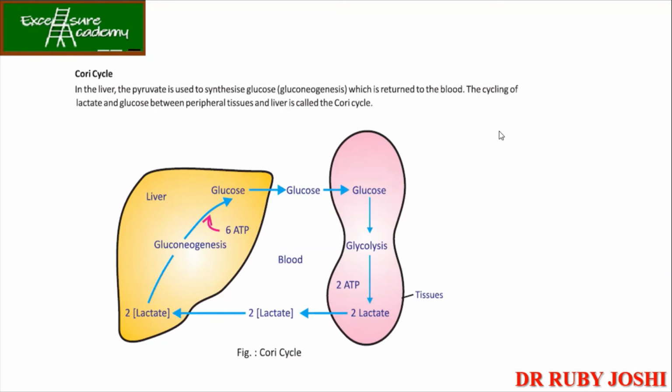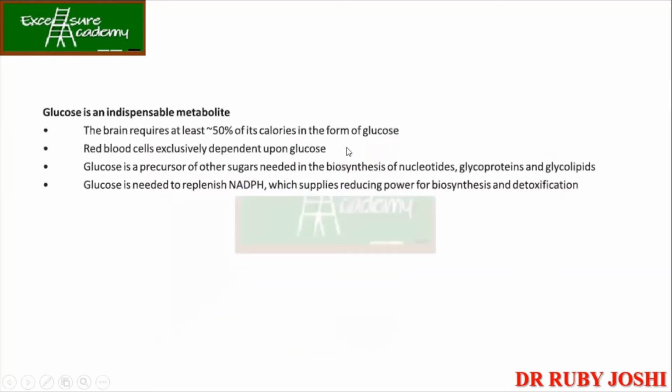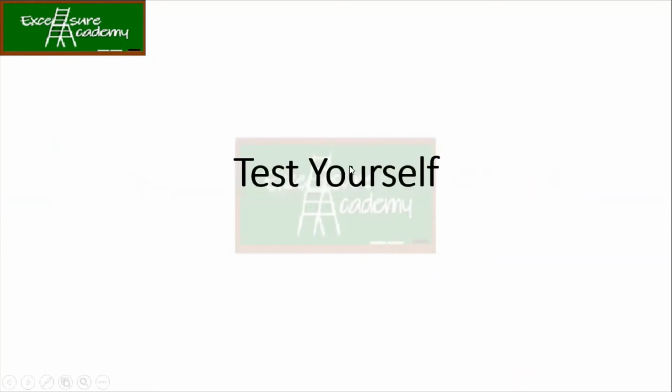Yes, ma'am. Okay. So glucose is an indispensable metabolite. So of course the brain requires at least 50% of its calories in the form of glucose. RBC भी glucose पे dependent है. Glucose is precursor of other sugars needed for the synthesis of nucleotides, glycoproteins, glycolipids, etc. It is also needed for NADPH, which supplies reducing power for the biosynthesis and detoxification. So in short, glucose के बिना we cannot survive. Okay. So yeah. So that's all for today.